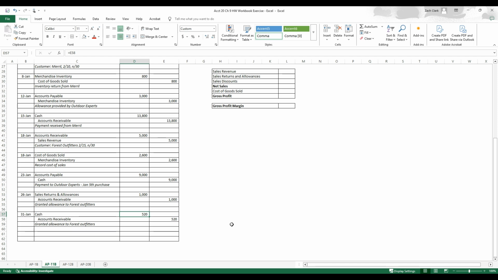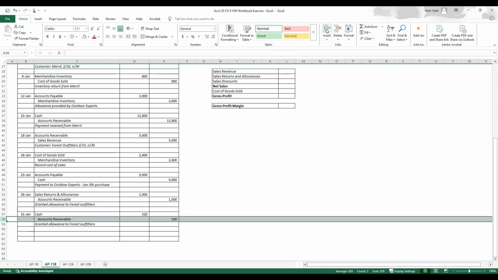And let's take a quick look here. We're offering a discount to Forest Outfitters. This happened on the 18th, and we said if you pay us within 15 days, you can take a discount. So if it was on the 18th, we add 15 days to that, and that puts us into February, basically. So they had until like February 2nd or something like that to pay us and still receive a discount. They're paying us on the 31st, so they are within that discount period.